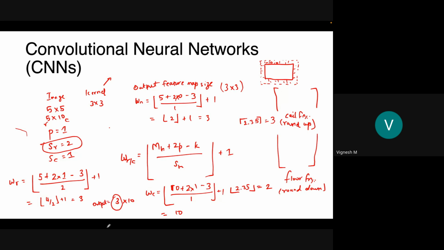So hopefully that answers the question that was posed. If it's a rectangular image, then you just do it individually for the columns and rows. And this is how even PyTorch does it in its backend code.